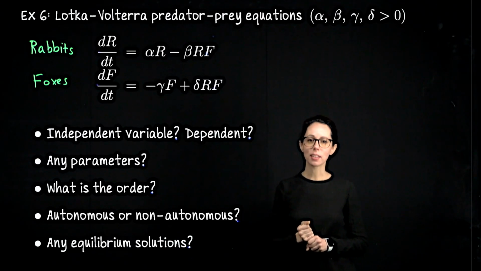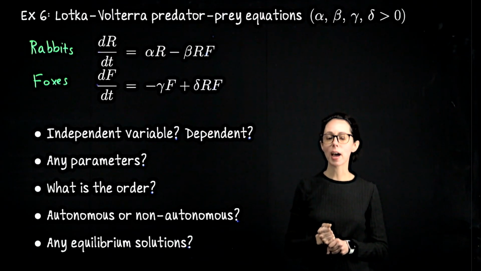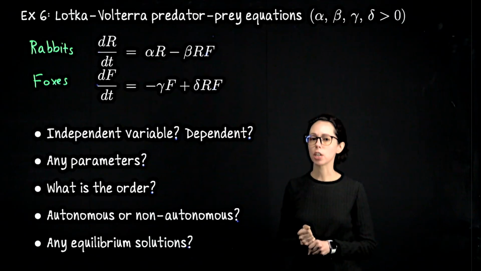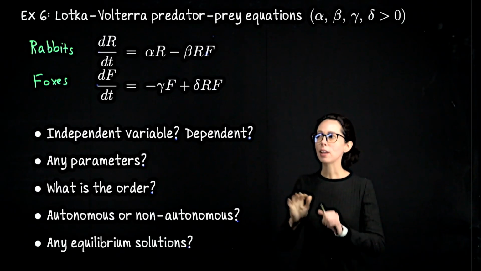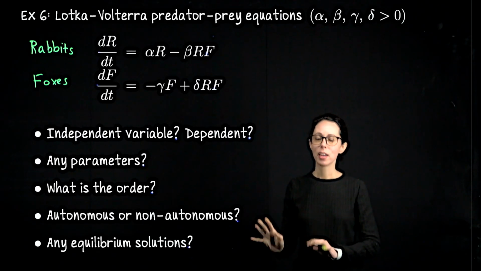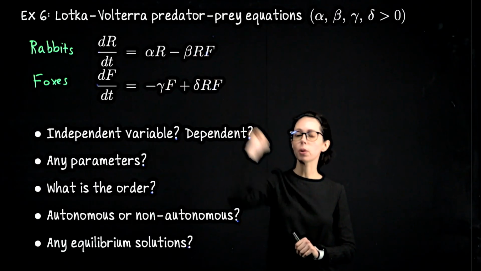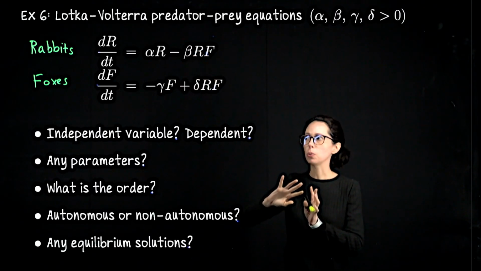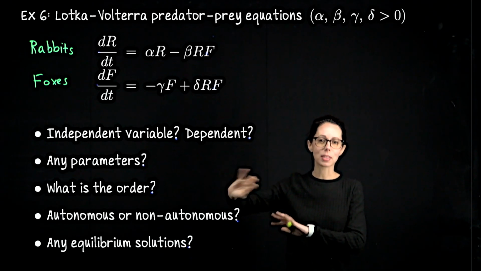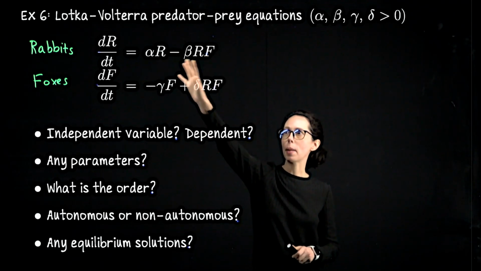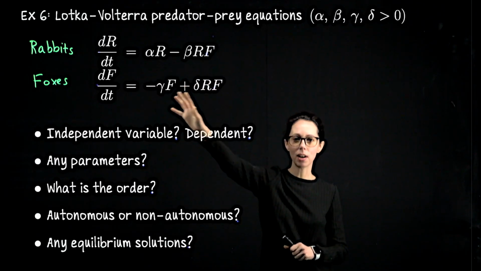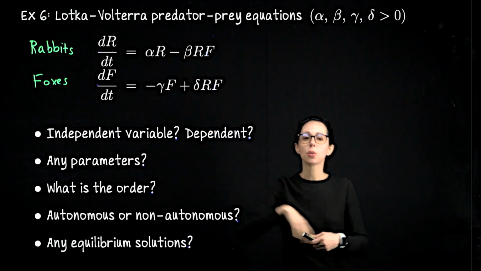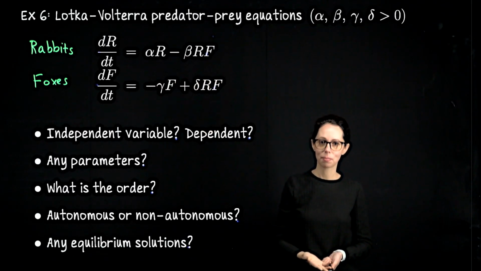So dR/dt tells us the rate of change of the rabbit population over time, and dF/dt tells us the rate of change of the fox population over time. And notice they must be taken together because the right-hand sides for both equations depend on both populations. You can't use just the first line to study just the rabbits and forget about the foxes, because as the rabbits change, the foxes will change, but as the foxes change, the rabbits will change. So these equations are coupled together.